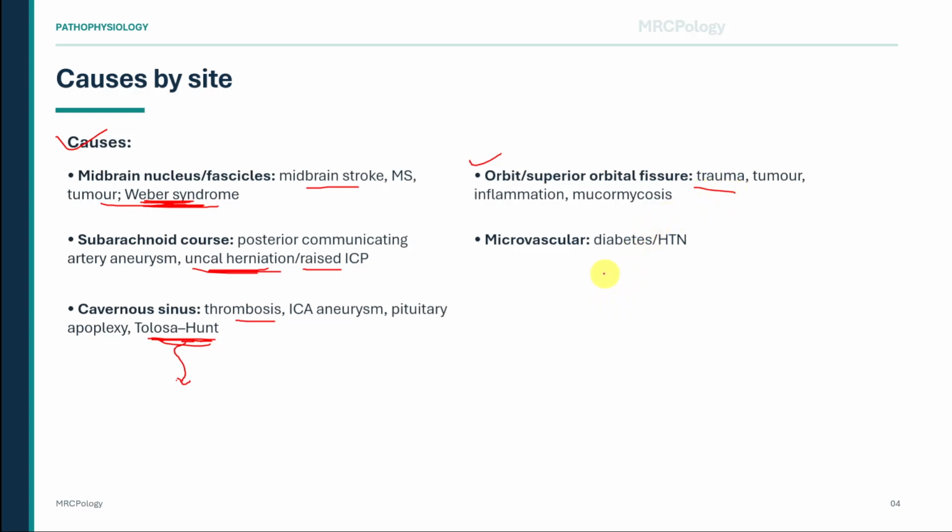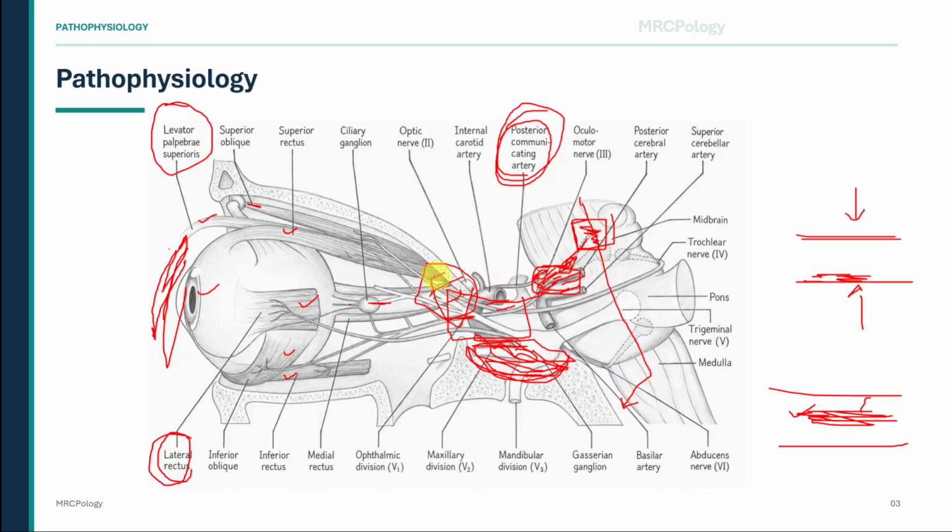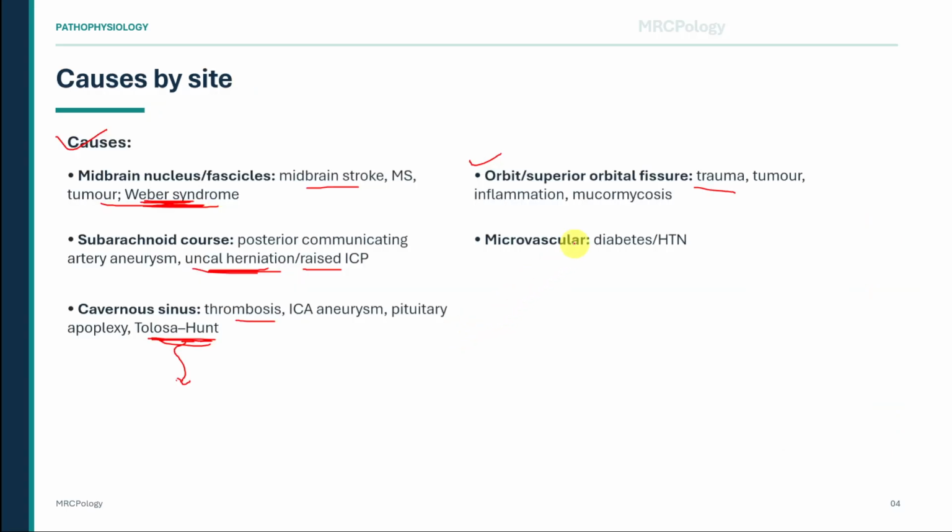Superior orbital fissure syndrome causes multiple ocular motor nerve palsies because the third, fourth, and sixth nerves pass through this region along with branches of the trigeminal nerve. Orbital apex syndrome includes these features plus optic nerve involvement, so visual loss becomes a major clue.